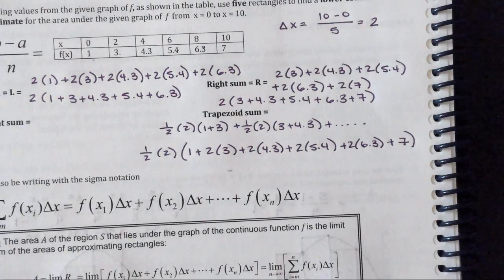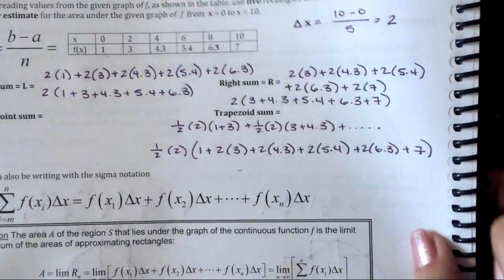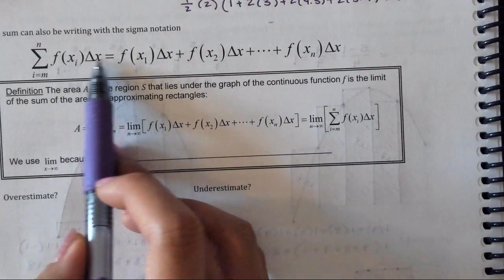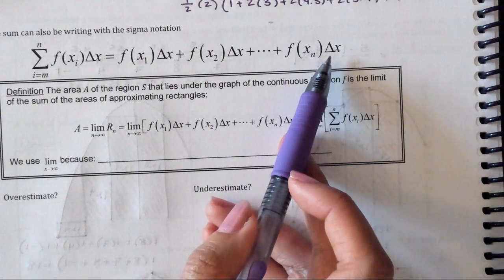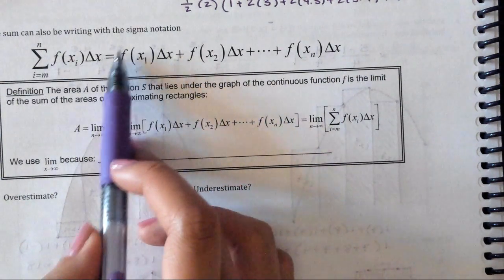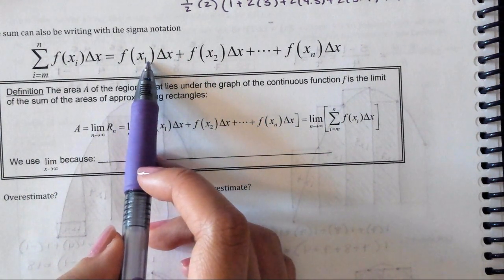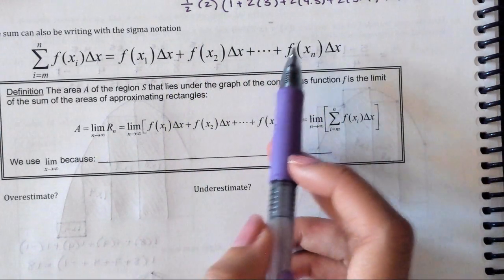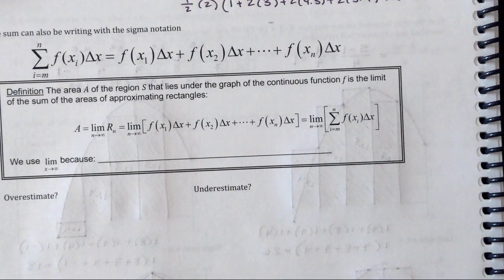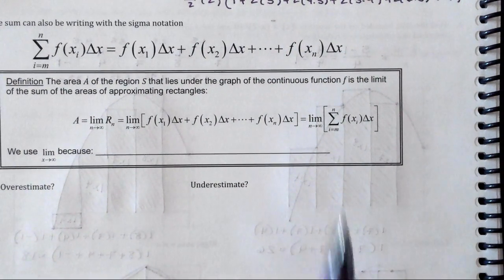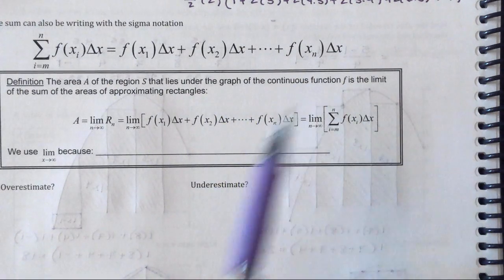Alright, the sum can also be written with sigma notation. The sigma just adds up all of the rectangles that you calculated, the area of the rectangles. This is the base. These are the heights. F of x1 is the height at x1. F of x2 is the height at x2. F of xn is the height at xn. And then what we really want is the area under the curve.